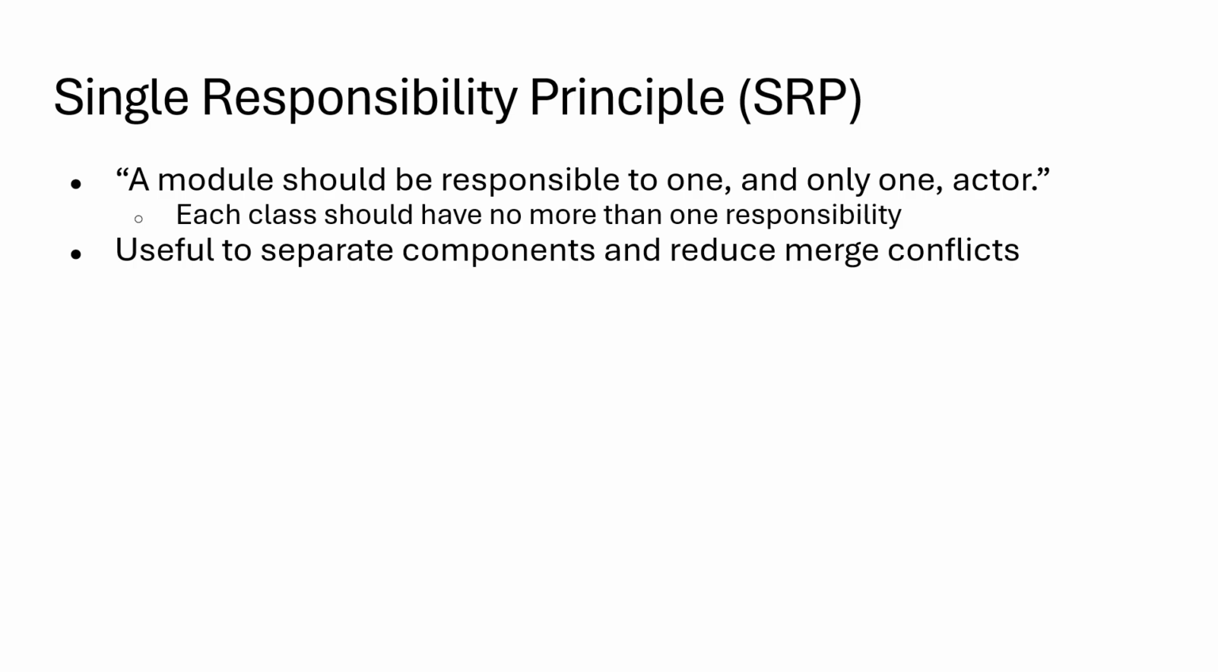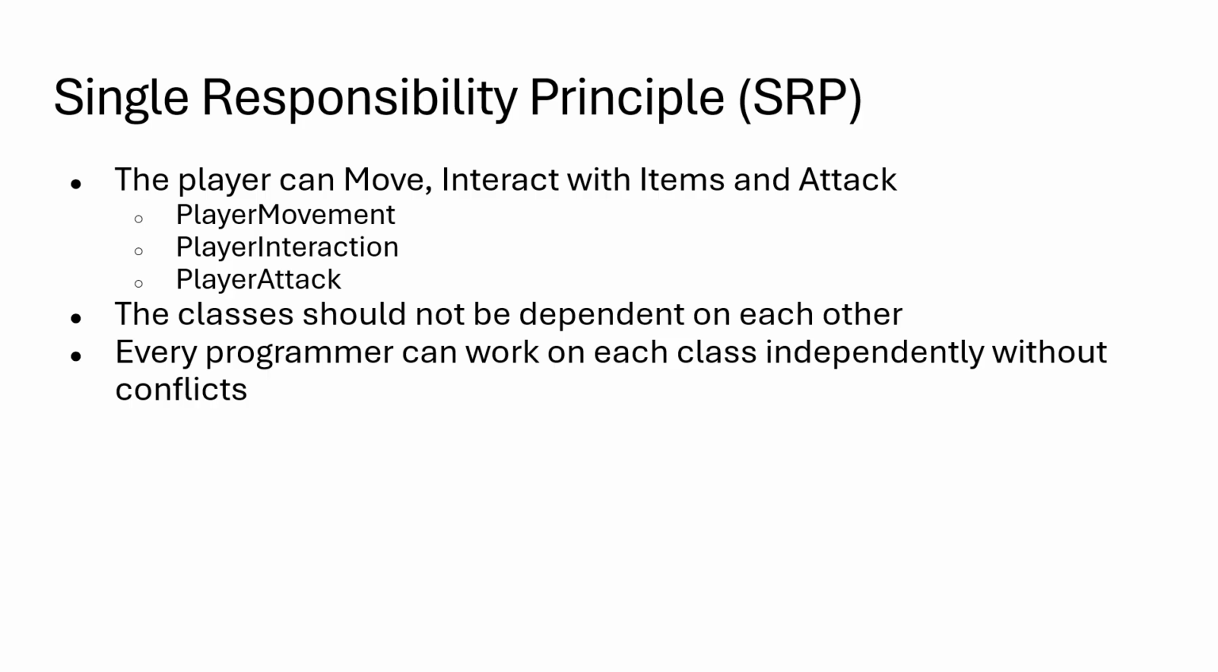So if we take an example, assume now we have a player that can move, that can interact with items and can attack. In a naive solution, you're just going to add all these three behaviors into the same player controller class. But in a more ideal scenario, where you adhere to the single responsibility principle, you are going to design three different classes that handle each of these responsibilities separately.